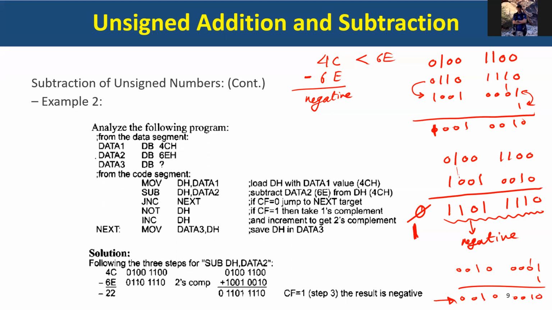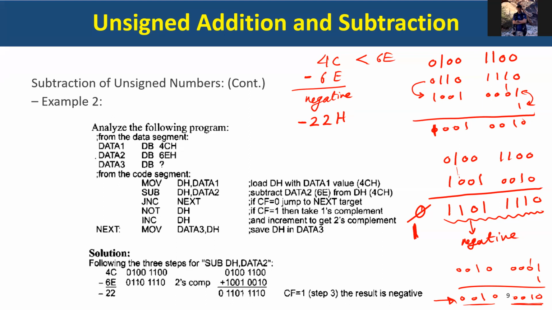This is the actual. So the result here, which is a negative result, is minus. And this number is 2. And this is basically how much is 2? 22 hexadecimal. So that's the actual result.